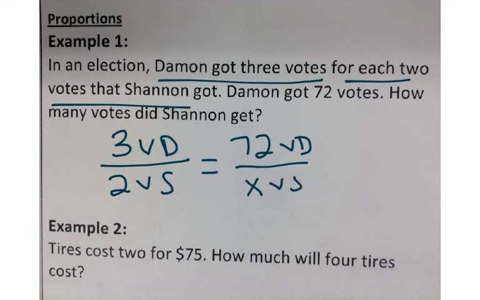The key to using proportions correctly is you need to make sure that the units in the denominator are the same and the units in the numerator are the same. It does not matter if you flip them, but if you flip one side, so I put 2 over 3 instead, I would have to put X over 72. All you have to do now is cross multiply, and when you solve, you get 48 votes for Shannon.